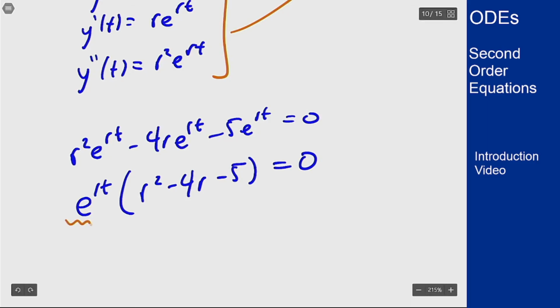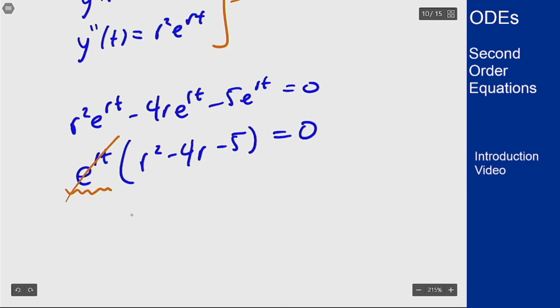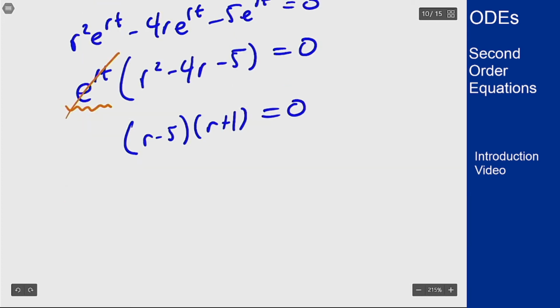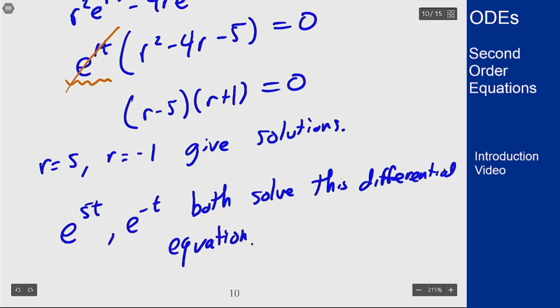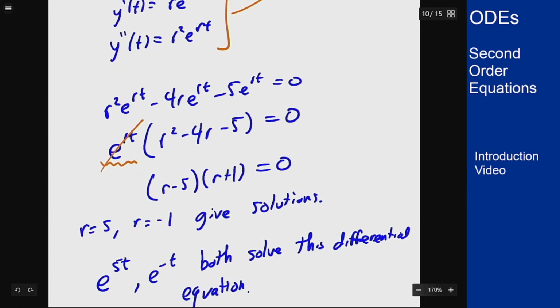Now, e to the rt is never 0, so I can get rid of that. It's never going to contribute any factors here. The only thing I care about is this quadratic. It factors as (r minus 5)(r plus 1) equals 0. So r equals 5 and r equals minus 1 give solutions. This means that e to the 5t and e to the minus t both solve this differential equation. That can be verified by plugging those back into the original equation and seeing that it works out and gives us 0. So that's going to be our approach to solving these equations, at least at first.